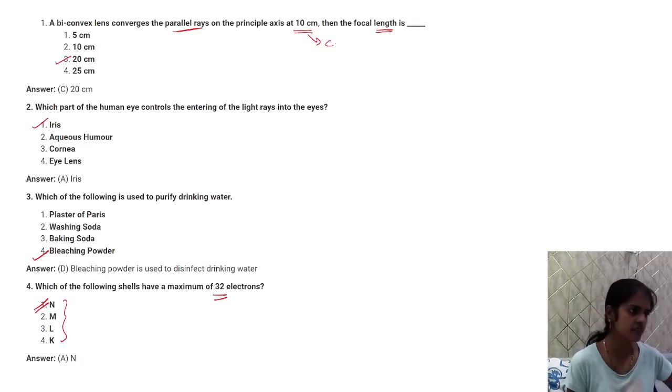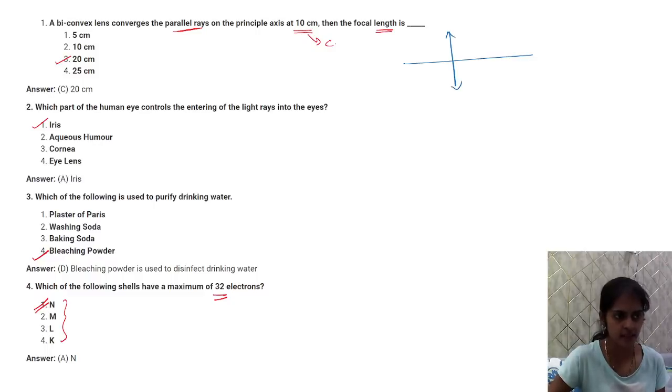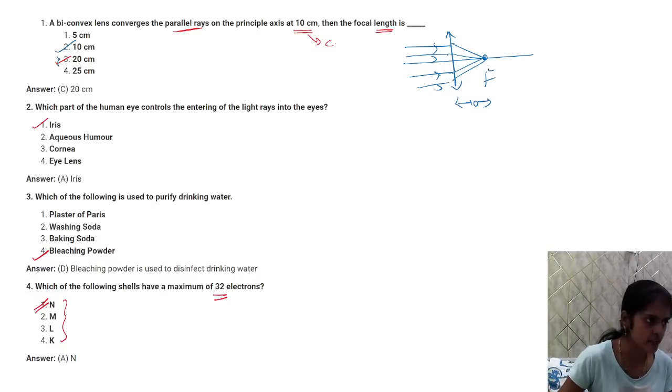Okay. So here, look into this. Here there are few mistakes. A biconvex lens converges the parallel rays on the principal axis at 10 centimeter. Then the focal length is. But the biconvex lens, here parallel rays are coming. These parallel rays are all focused. They are converging at a point. So this point is nothing but F. So they are converging at a distance 10. So focal length should be 10 centimeters. Okay, so option 2 is correct. Next one, option 2 is correct, 10 centimeter.